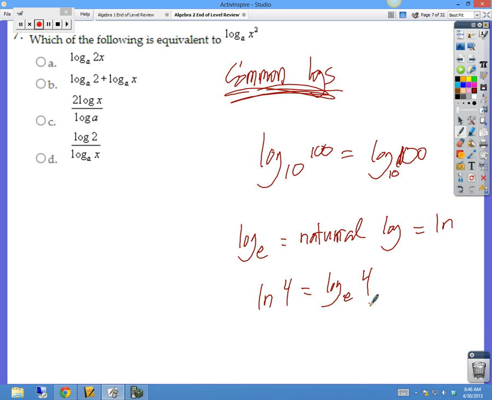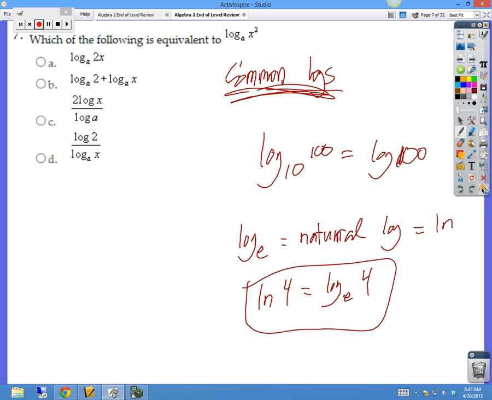So there's two things you got to remember. If they do not specify the base, it's base 10. That's our most common logarithm, base 10. But our natural log is log in base E. That's ln of 4 equals log base E of 4.